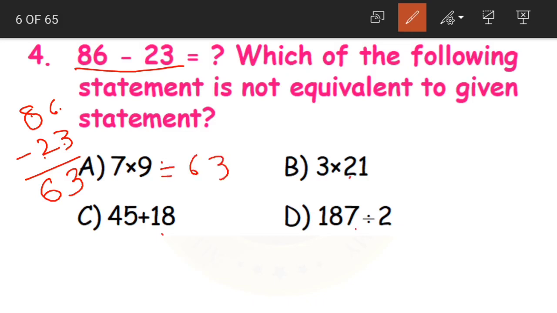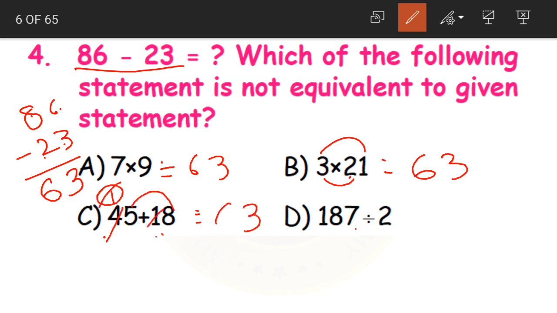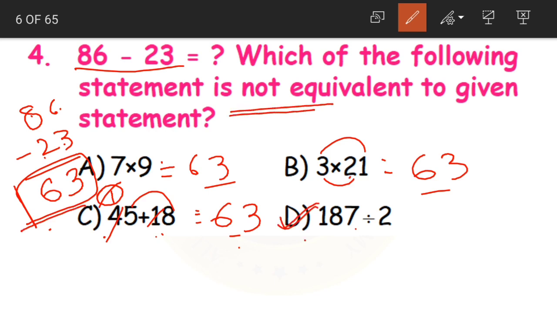7 9s are 63. 3 1s are 3. 3 2s are 6. 45 plus 18. 8 plus 5, 13. 3 here, 1 carried. 1 plus 4, 5. 5 plus 1, 6. Clear children? Now if you see option A, B, C all have 63 as their answers. So even without checking we can say that option D will not be equal to 63.